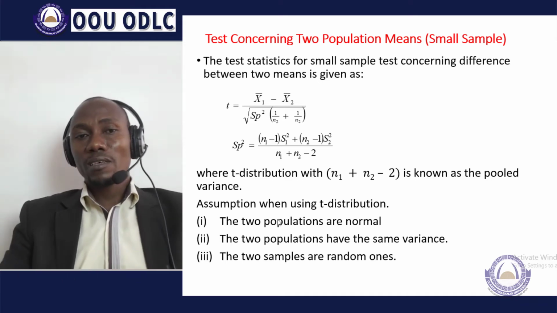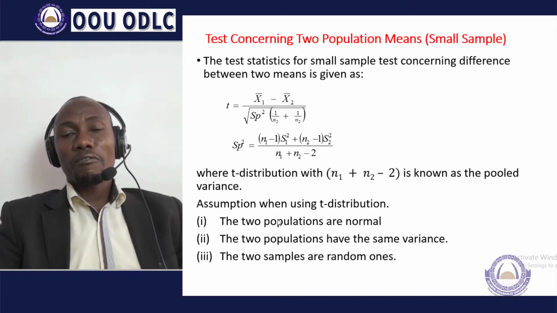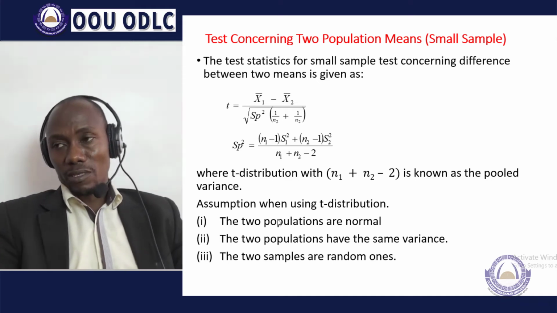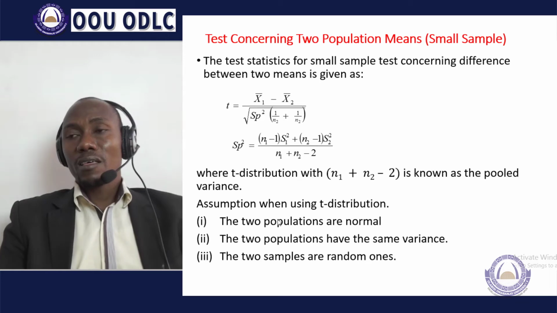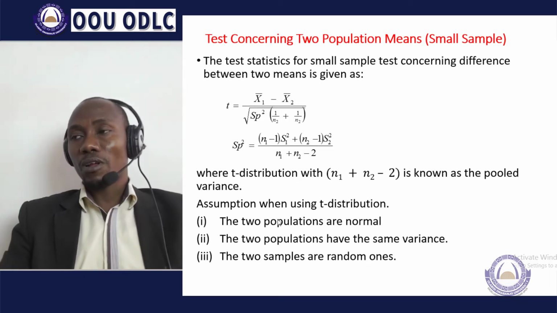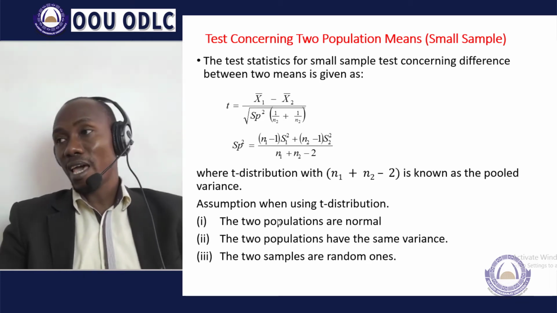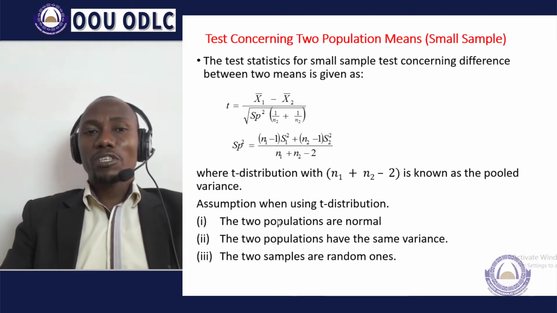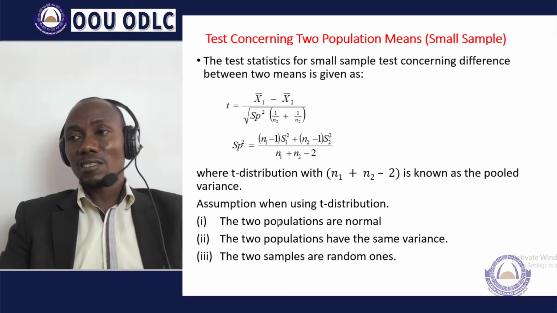Another condition of hypothesis testing is to test for two populations and compare the means of these two populations when the sample size is less than 30, that is small. Here we shall be making use of the statistical tests.